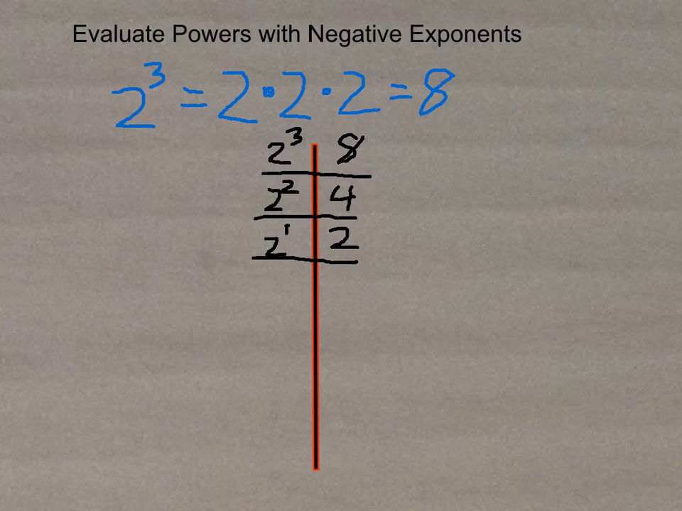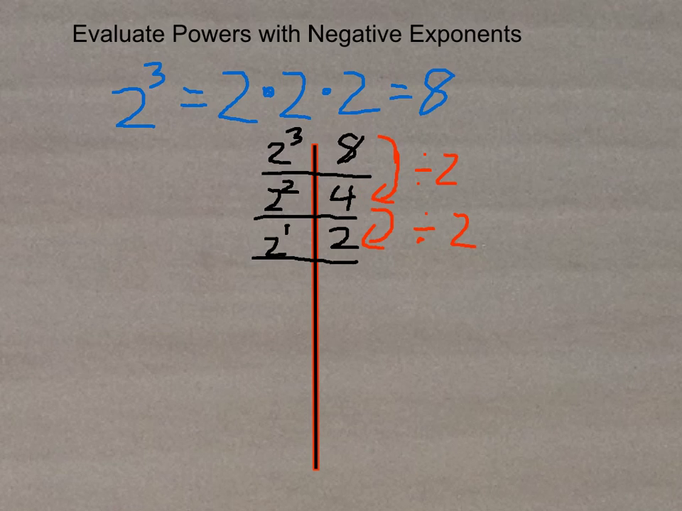Now let's pause from making our table and observe what's going on. In the left-hand column, each time here we notice the exponent decreases by 1. 3, 2, 1, decreases by 1. On the right-hand side, let's observe what's going on here. I go from 8 to 4 to 2. Each time I'm cutting the number in half, or in other words, dividing it by 2. This makes sense because each time I go up the table, I'm multiplying by 2 another time. So when I go down the table, I'm dividing by 2 another time.